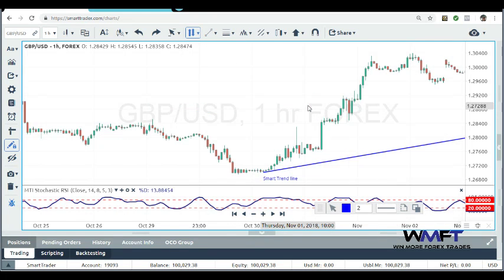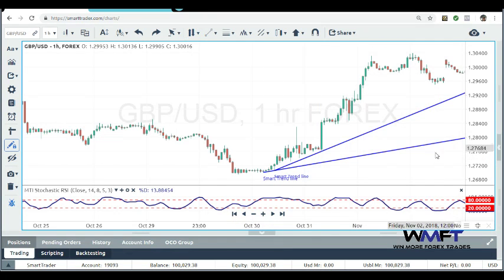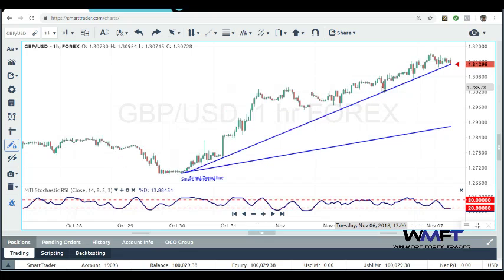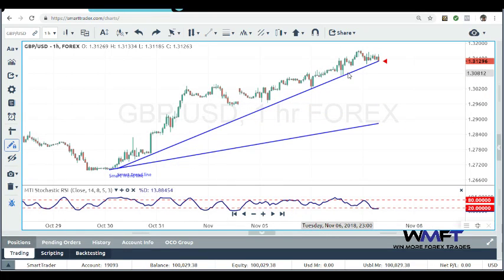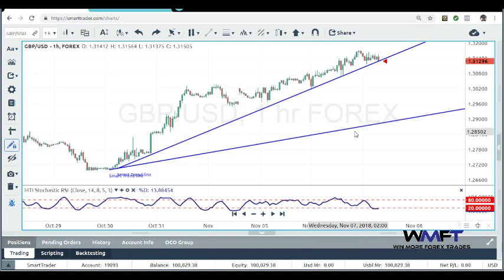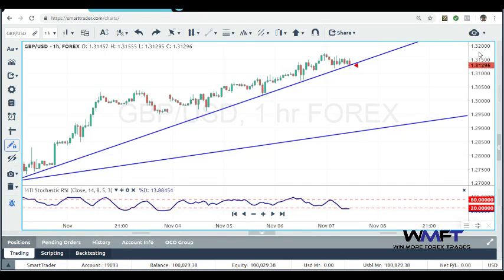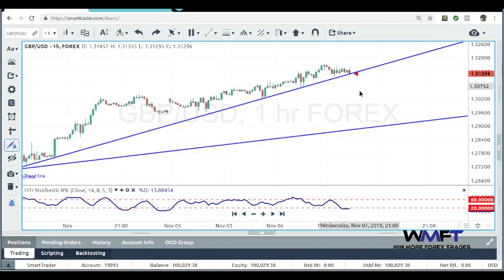Alright, there's a trend line, and there's another touch. Let's reset the tools, and right now you can see the market honoring this trend line. So you have the outer trend line, then you have an inner trend line right here. The market is honoring this trend line right here.